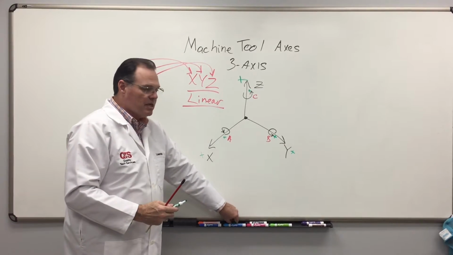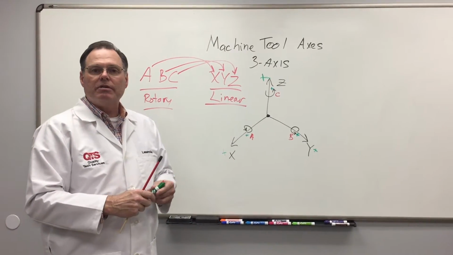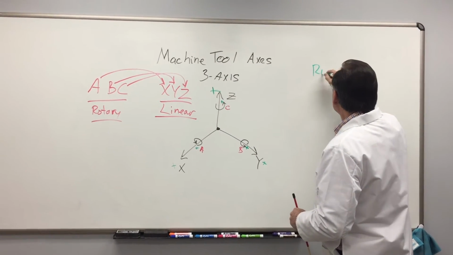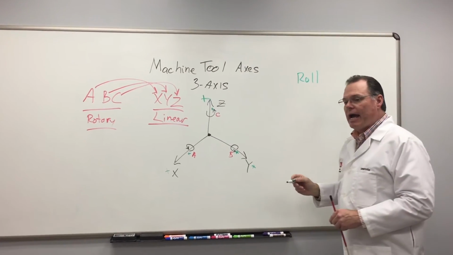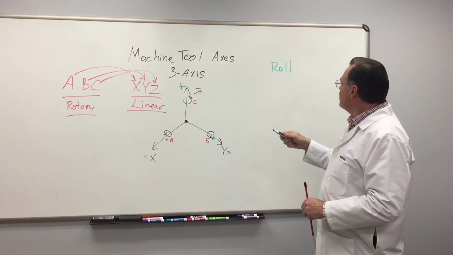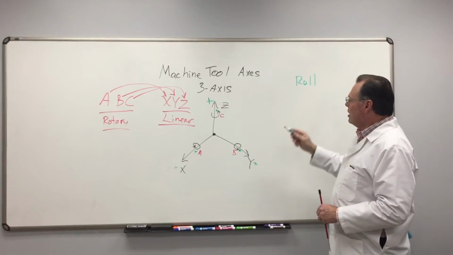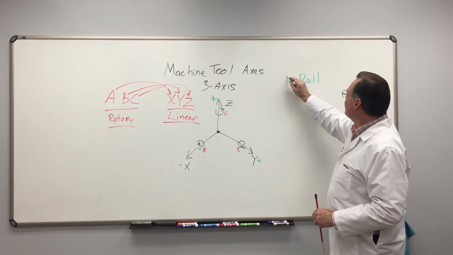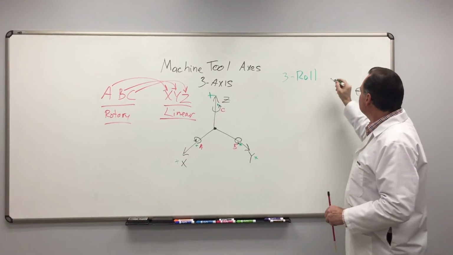This axis designation for rotaries is also considered to be roll. So when axes rotate around each linear axis, we call that roll. And so we have 3 linear axes. So we have possibility of 3 roll errors.